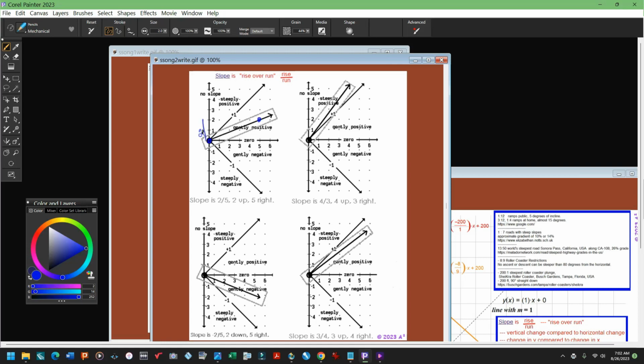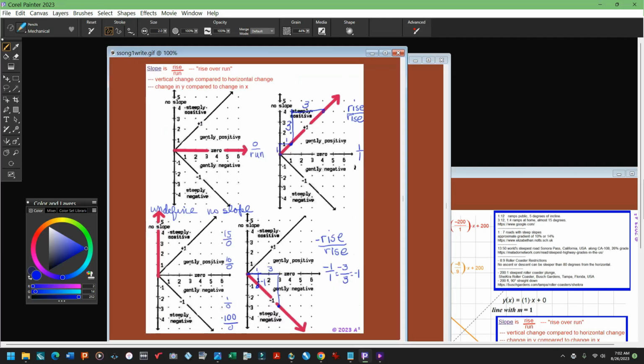Rise is 2, run is 5. That's a slope of 2/5. If instead the rise is -2 and the run is 5, that's consistent with the way the slope of 1 and the slope of -1 worked.